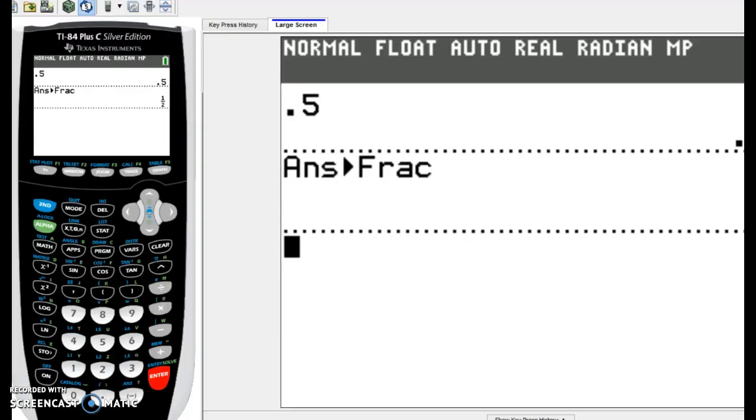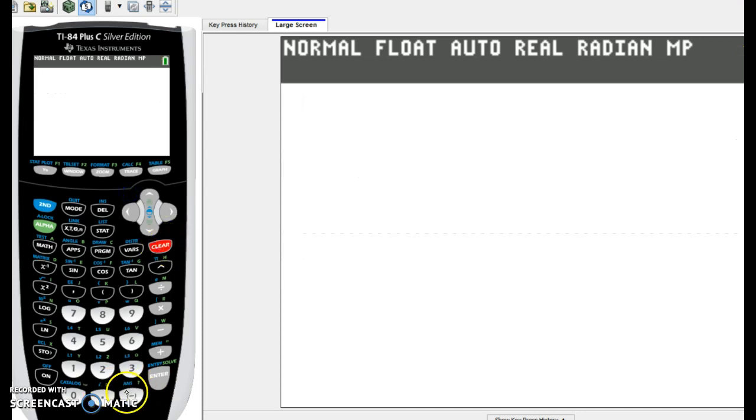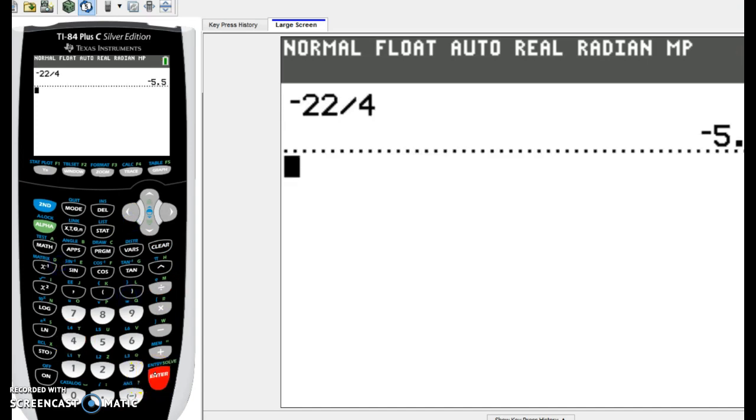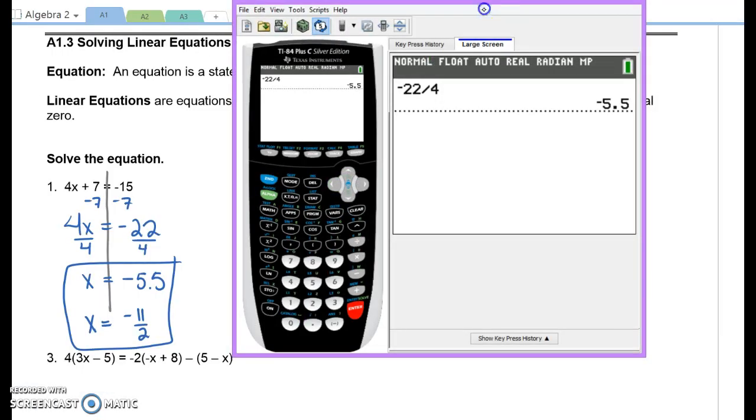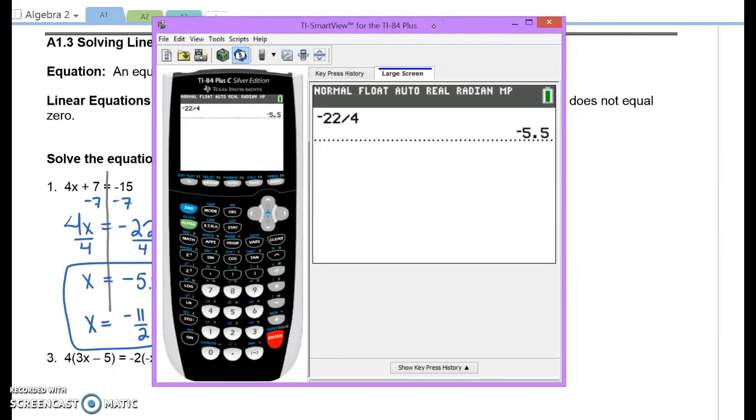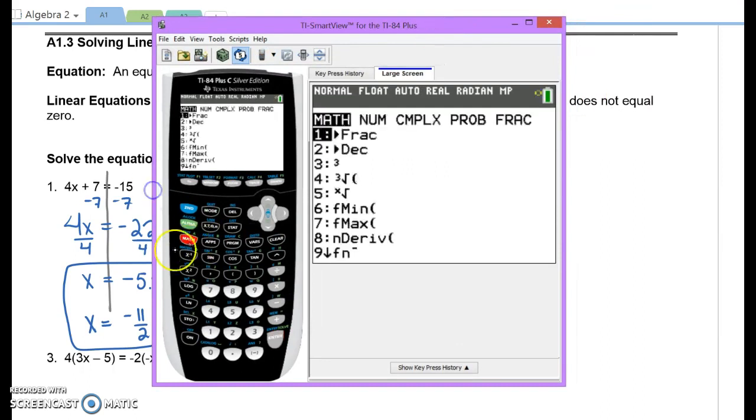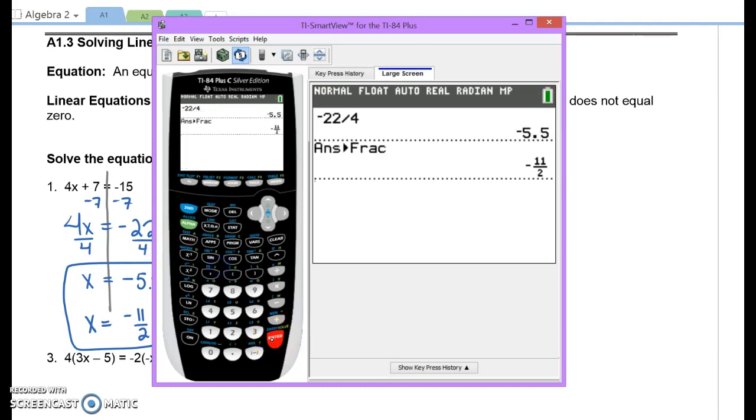I do want to show you quickly on a graphing calculator how to do fractions. So we did, what was that? Negative 22 divided by 4. And we get this decimal, negative 5.5. Oops, those of you viewing this, you can't really see this on the, there we go. Okay. To change it to a fraction in the graphing calculator, you push the math button. There's a bunch of helpful stuff in the math button, and the very first option is change it to a fraction, and that will change it to a simplified improper fraction.